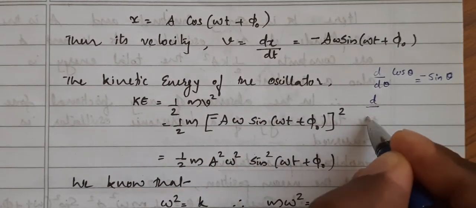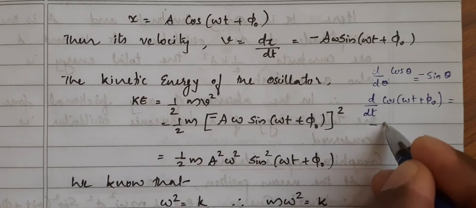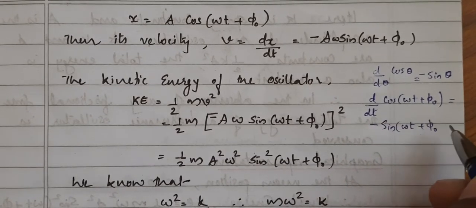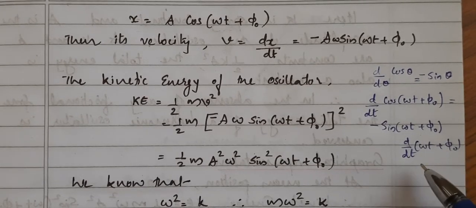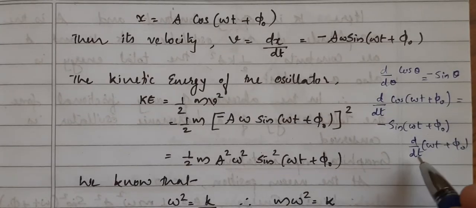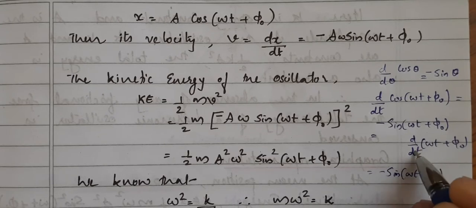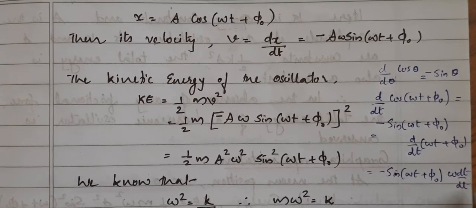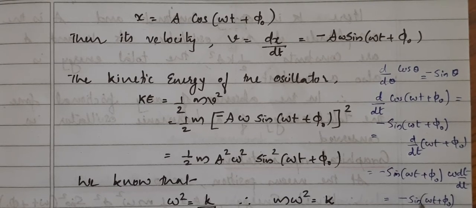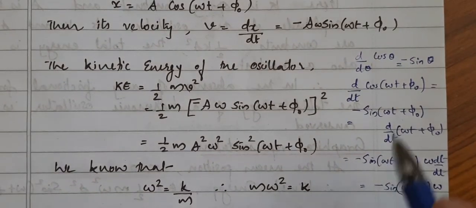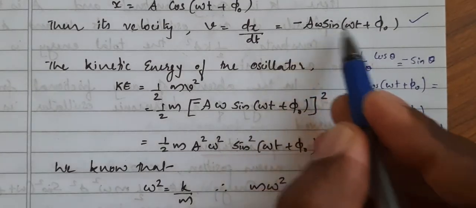Here we get d by dt of cos(omega t plus phi 0). This is the function we have here. So the result will be minus sine of this theta, that is omega t plus phi 0, into d by dt of (omega t plus phi 0). Phi 0 is a constant, it will not change with the time. So omega t will change. So I get the result as minus sine(omega t plus phi 0) into d by dt of omega t, which will be omega into dt by dt. Omega is constant, I can take it outside. dt by dt will be 1. So minus sine(omega t plus phi 0) into omega. This is what the differentiation of cos(omega t plus phi 0) will give. Which will give you the velocity as minus a omega sine(omega t plus phi 0).